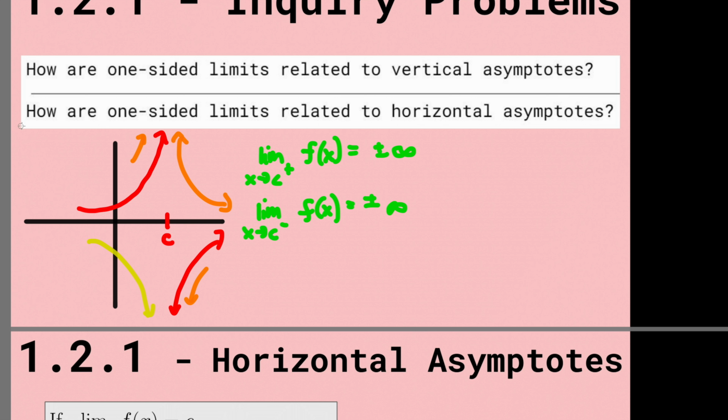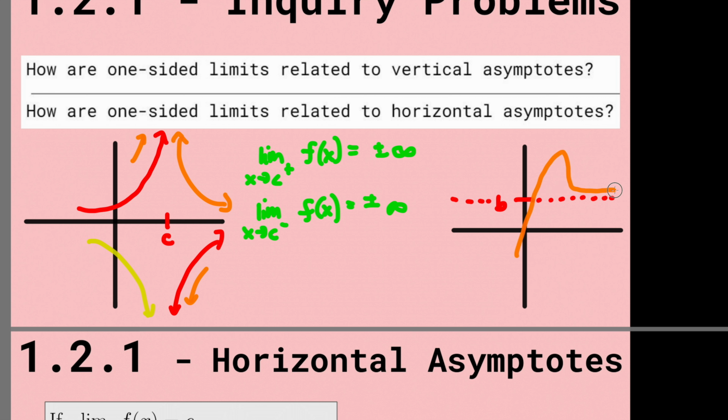And then the next one says, how are one-sided limits related to horizontal asymptotes? So what I'm going to do is graph this out as well. We're going to have this graph go to, we'll just say point B here, and this is just going to be the horizontal asymptote. Then I'm going to graph some graph that looks like, I don't know, doesn't matter. I'm just going to go like this and then like this. Okay, there's a horizontal asymptote right there at y equals b.